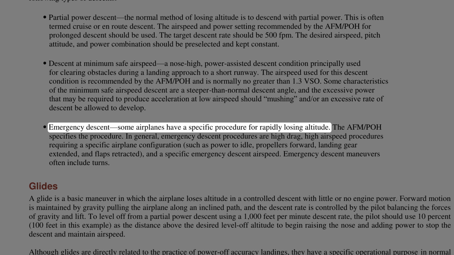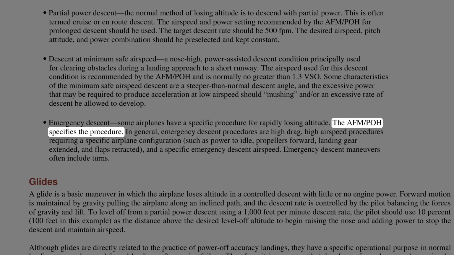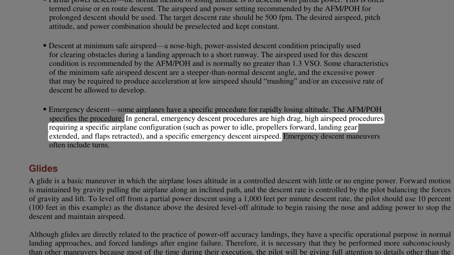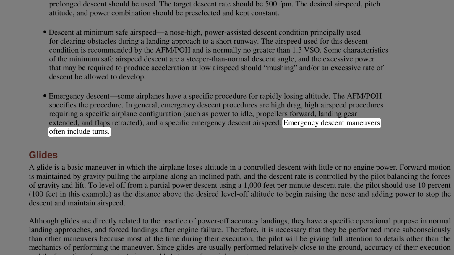Emergency descent. Some airplanes have a specific procedure for rapidly losing altitude. The AFM/POH specifies the procedure. In general, emergency descent procedures are high drag, high airspeed procedures requiring a specific airplane configuration, such as power to idle, propellers forward, landing gear extended, and flaps retracted, and a specific emergency descent airspeed. Emergency descent maneuvers often include turns.